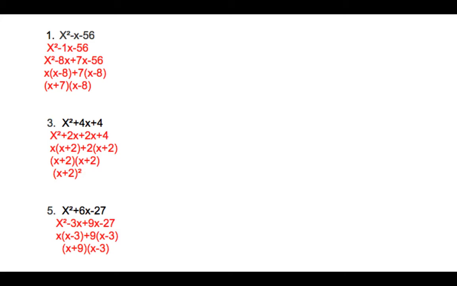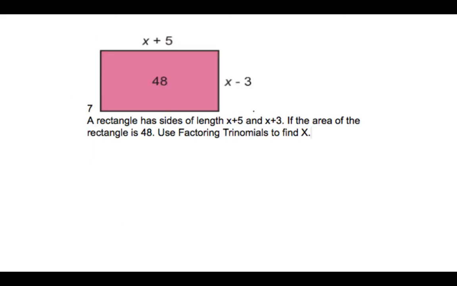For the final one, x squared plus 6x minus 27, negative 27 will go on the top and positive 6 will go on the bottom. So the numbers will be negative 3 and positive 9, and that will equal the product of negative 27, and it will equal the sum of positive 6. So the answer will be x plus 9 times x minus 3.